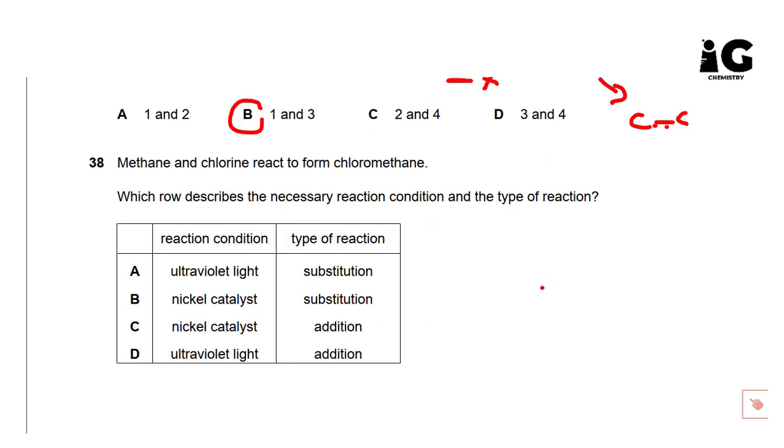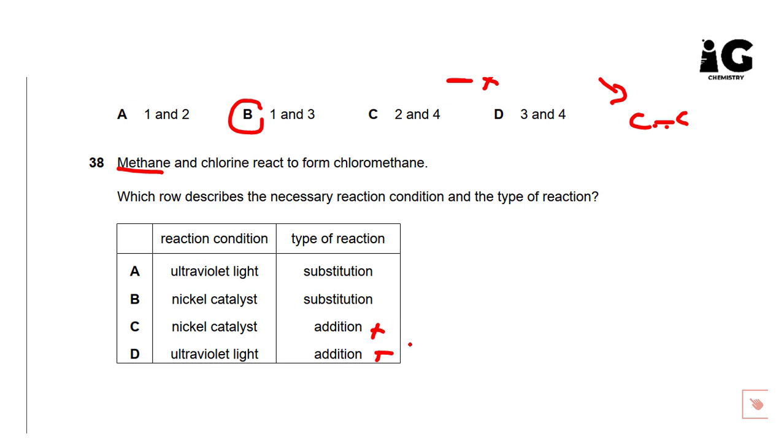38. Methane and chlorine react to form chloromethane. Which row describes the necessary reaction condition and the type of reaction? So methane, this is an alkane as you see guys, so it means it's saturated. So it can't react by addition, it can react only by substitution. This is for all alkanes. You know, alkanes react by substitution, not addition. Addition would be for the alkenes.